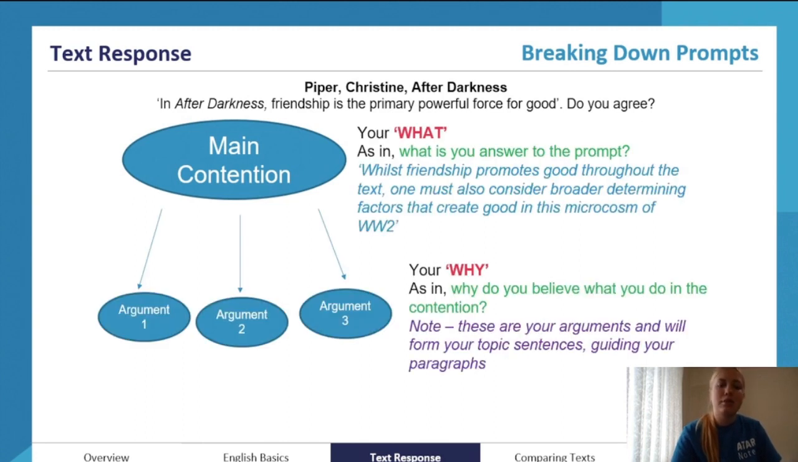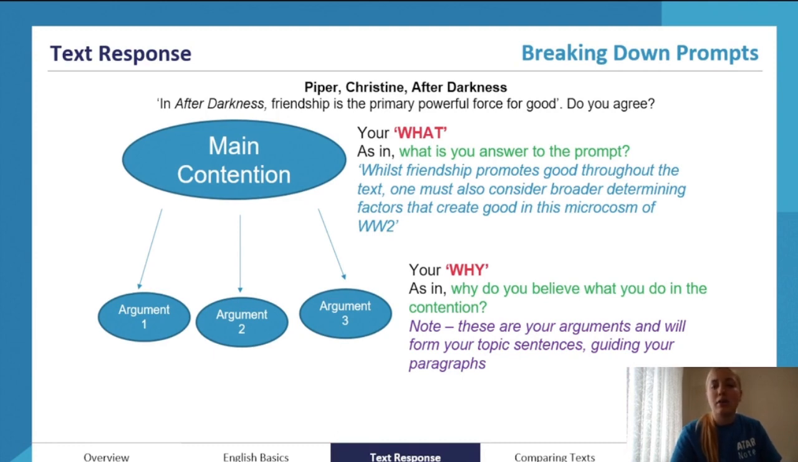So breaking down prompts is what we'll look at next. I've tried to explain the link between the contention and the arguments and what they need to be addressing, because a lot of students write poor contentions or poor arguments that don't do the right things. So looking at an example prompt in After Darkness: friendship is the primary powerful force for good. Do you agree? So what is your answer to the prompt?